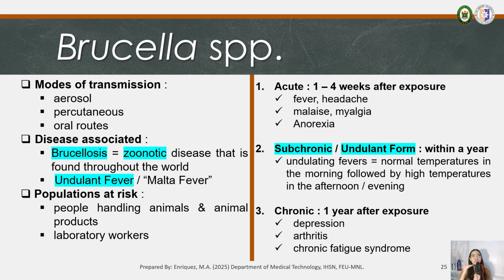So normal temperature during the daytime, and then their temperature rises, causing them to have a fever during the evening. So again, that's the undulant fever observed during the subchronic stage of infection. Chronic stage of brucellosis happens a year after exposure, and systemic symptoms such as arthritis may be observed.